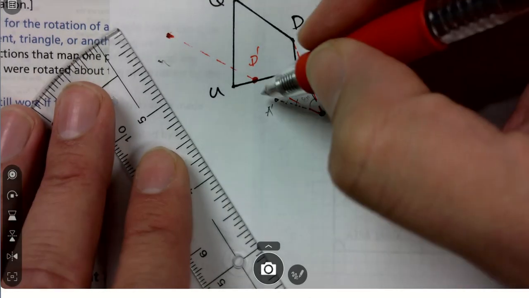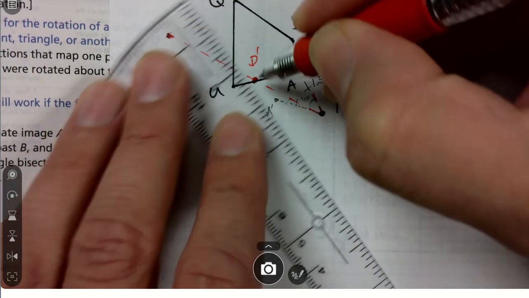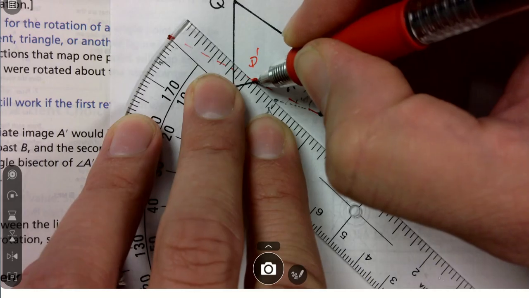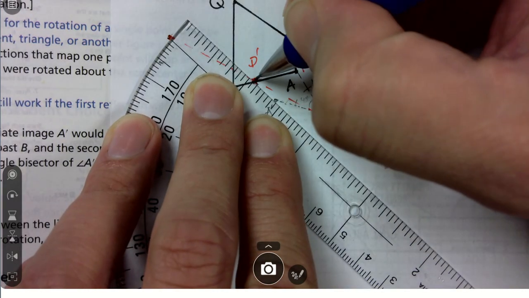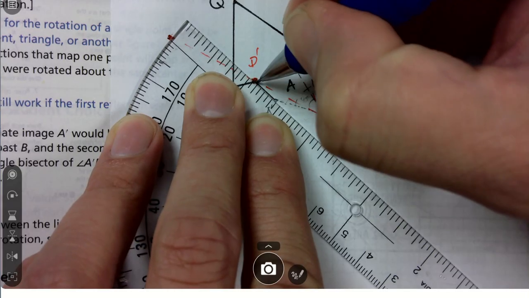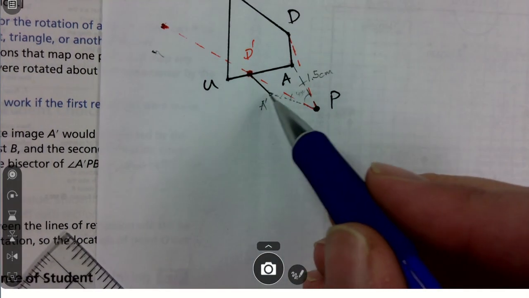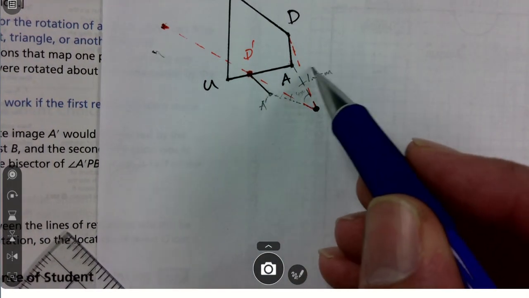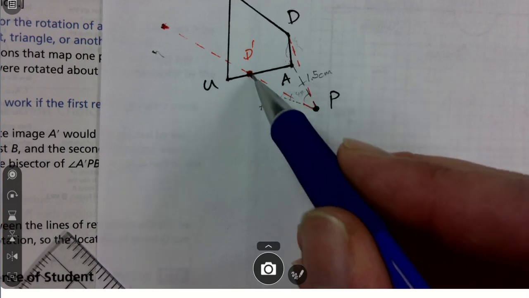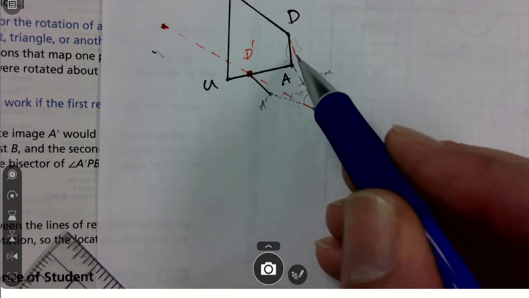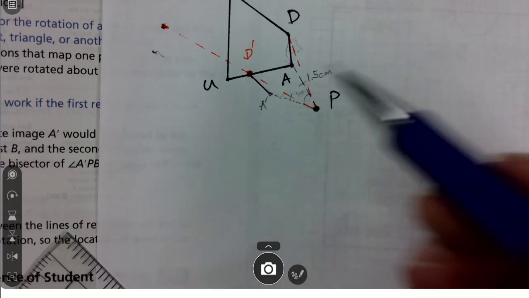Now, if AD is this line, I'm going to use a pencil instead so it's a little bit clearer. Here's A prime, D prime. Does that new line I just drew look to be the same distance as this one? DA and D prime A prime, do those look to be the same segment? For sure.